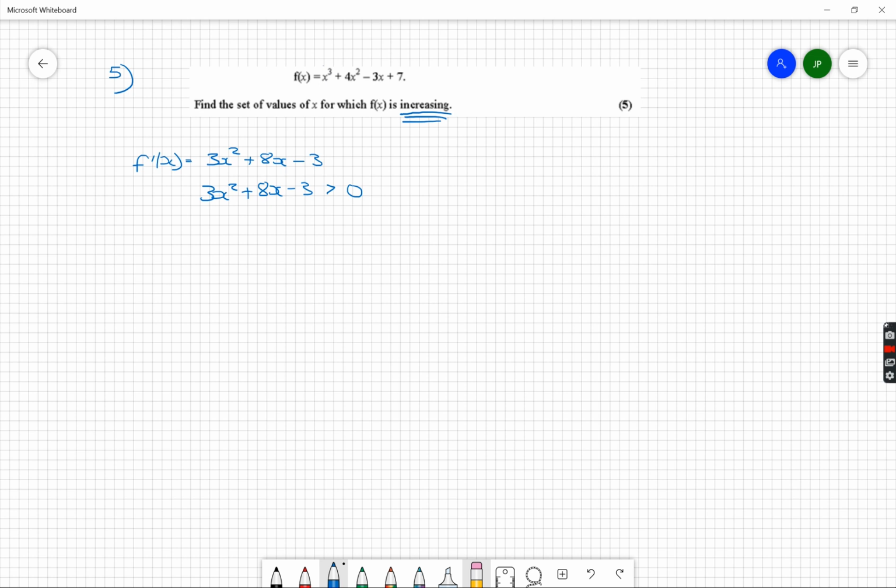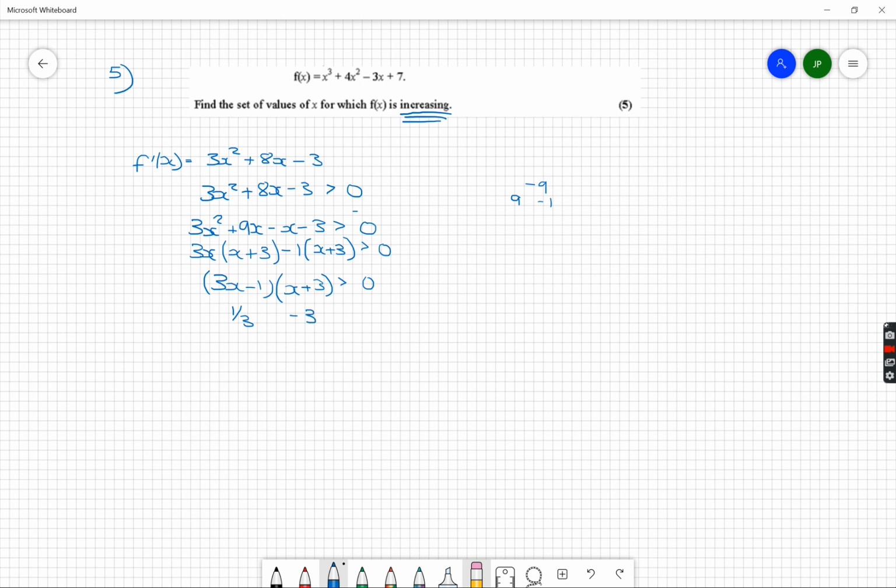Okay, so I'm looking at multiplying to minus 9 with a difference of 8. So I'm going to want positive 9 and minus 1. So we'll go 3x squared plus 9x minus x minus 3 is greater than 0. So we'll have 3x lots of x plus 3 minus 1 lot of x plus 3 is greater than 0. So into factorised form, I'll have 3x minus 1, x plus 3 is greater than 0. So my critical values are a third and minus 3.